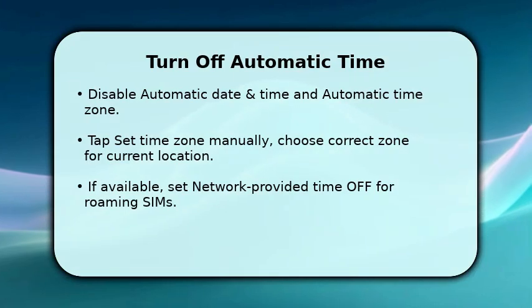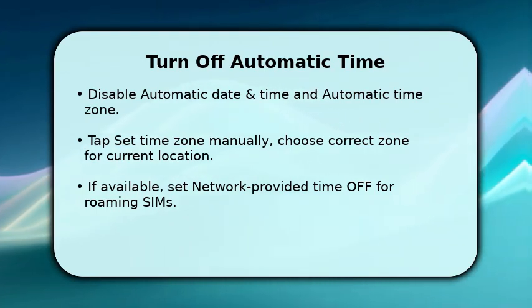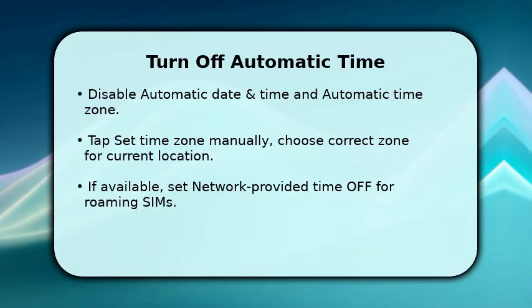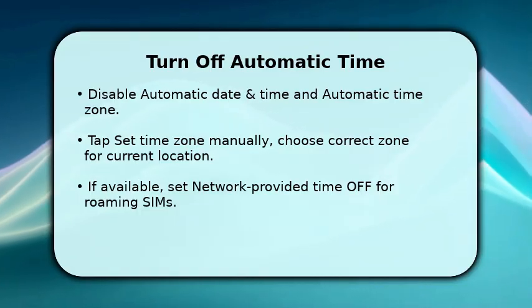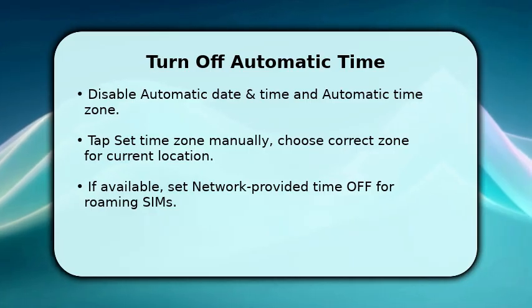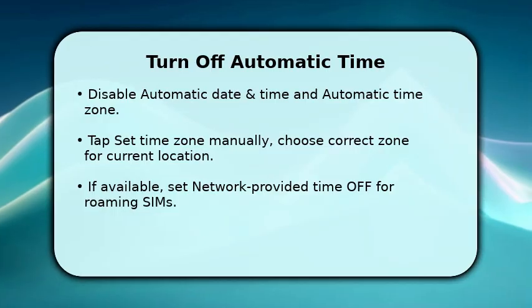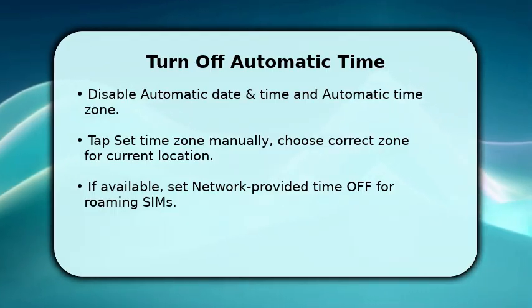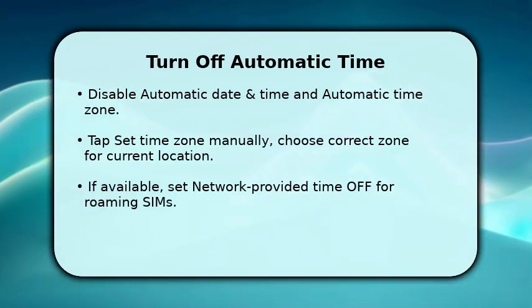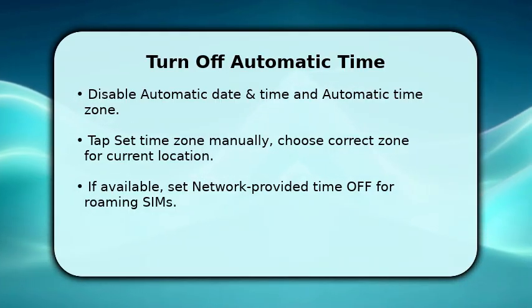You now switch off automatic date and time and also automatic time zone. This is the crucial action that forces the phone to stop using the carrier's roaming time. After turning those off, tap to set the time zone manually and pick the precise zone for where you are roaming. Make sure network-provided time or similar carrier options are disabled for the roaming SIM. This prevents the carrier from overriding your choice and ensures your clock displays the time you expect while roaming.